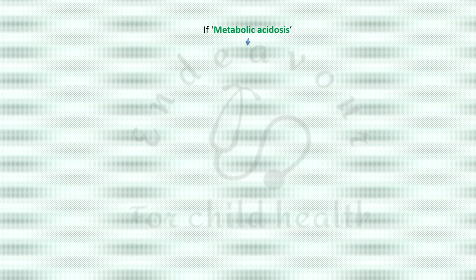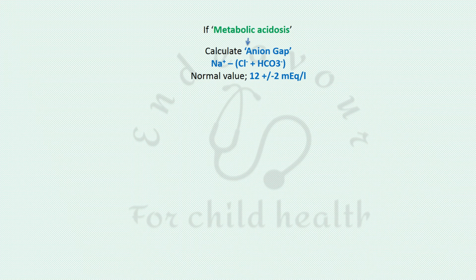Now, if metabolic acidosis is present, one must calculate the anion gap, which is given by the formula sodium minus chloride plus bicarbonate, and the normal value of which is 12 plus or minus 2 mEq per liter. It can either be increased or it can be normal. Now, why do we want to know this anion gap? Because knowing the anion gap helps us to narrow down the number of etiologies of metabolic acidosis.